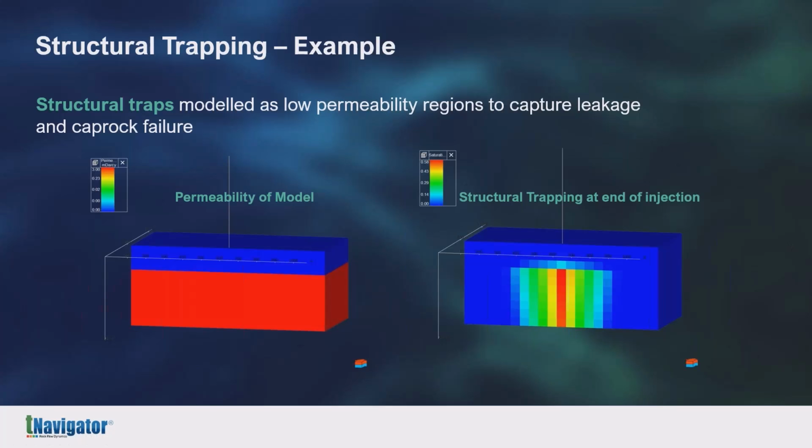An example that I'd like to use throughout the presentation is a small box model, where we will be progressively adding the different types of trapping mechanisms. Here you can only see the structural trap. On the left-hand side is the permeability of the model, with a high permeability reservoir part and a very low permeability cap rock part. And you can see how the CO2 plume actually looks at the end of injection here on the right-hand side.